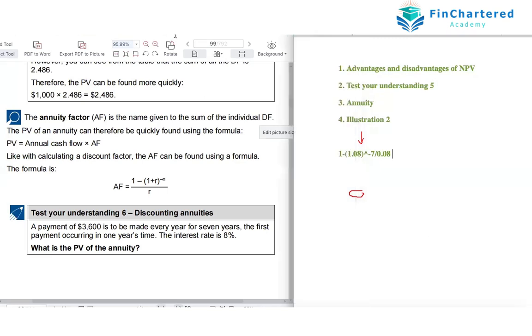And again, you've got the discount factor. Now you simply multiply 3,600 into 5.206 and you'll get your answer. How much was it? 18,000 something. That's it. So test your understanding 6 is also done.